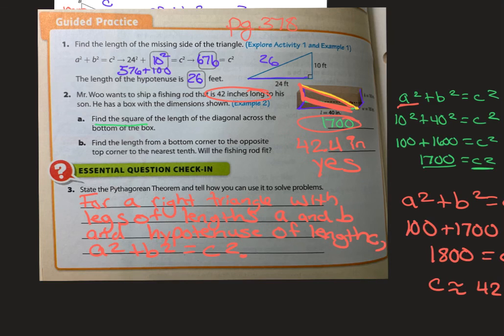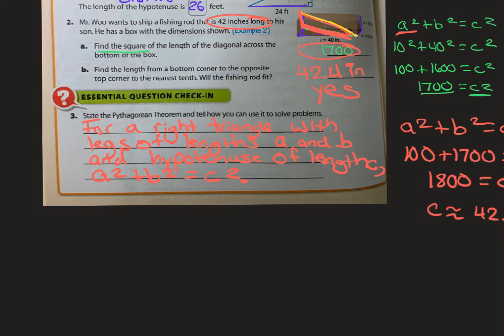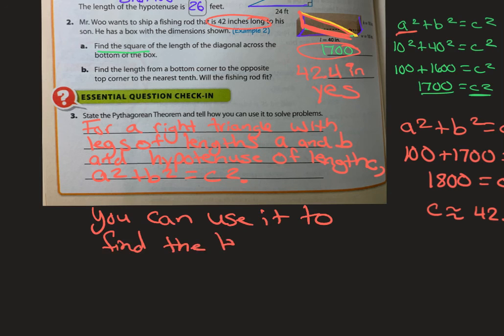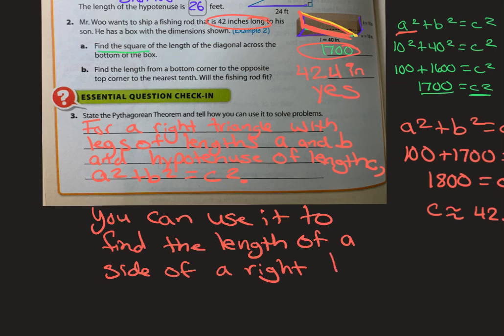Okay, now we have to tell how we're going to use it to solve problems. Let's say you can use it to find the length of a side of a right triangle that is unknown. You have to know the other two, but you can find that unknown side.